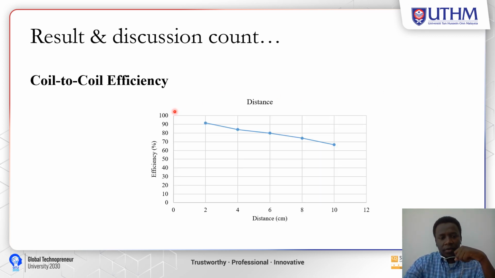So here we test the coil to coil efficiency, meaning we just test the AC part, from the AC to the AC, and then we found out that as the distance decreases, the efficiency is higher. At 2 cm distance, the efficiency is around 91%, and at 10 cm the efficiency is around 68%.